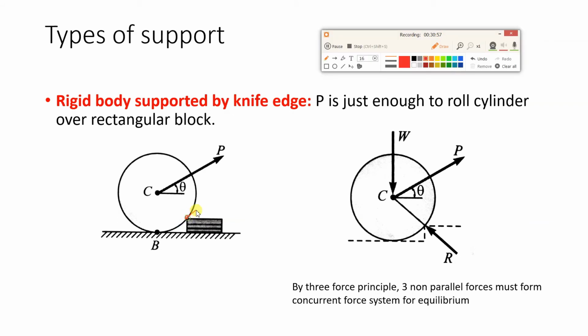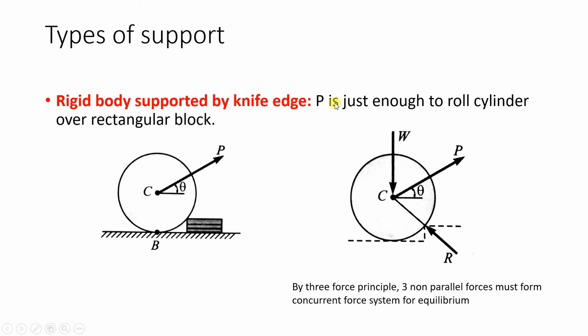Why knife edge? Because here the block will be like this. So this edge will form a knife edge support. So what is the question? P is just enough to roll the cylinder over the rectangular block. So this P is an applied force, and we have to calculate this force. What should be this force when applied at the center of the cylinder? The cylinder will just roll over this rectangular block.